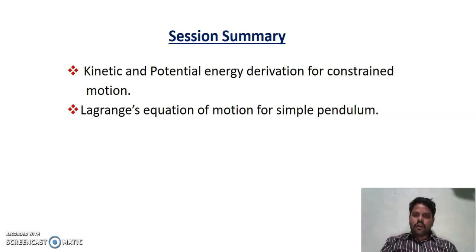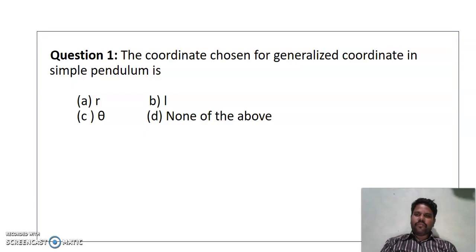Let's have a few MCQs for the session. Question number 1. The coordinate chosen as generalized coordinate in simple pendulum is option A r, option B L, option C theta, option D none of the above. We know that in simple pendulum the generalized coordinate is theta. So the answer is C.